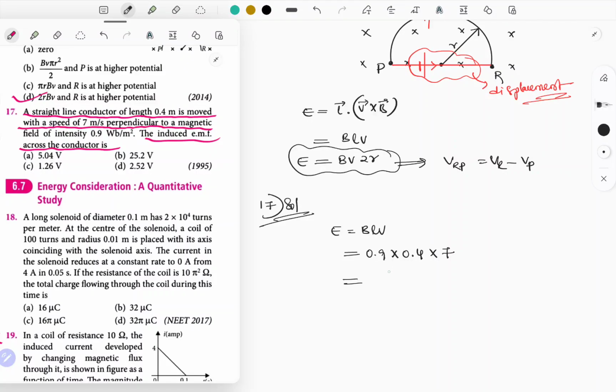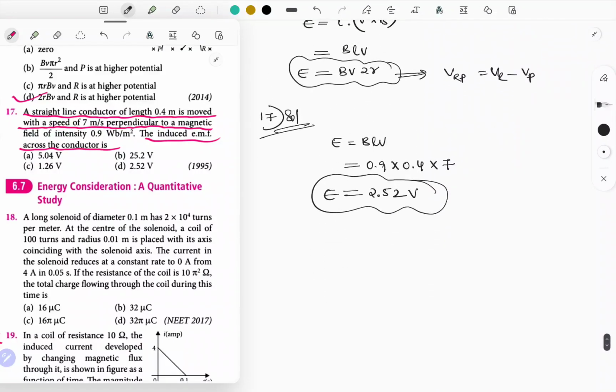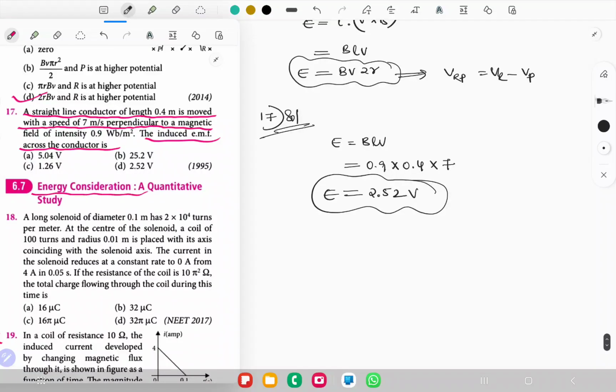So if you multiply this, you are going to get an answer of 2.5. Not approximately, exact answer you are going to get. This is the induced EMF. Okay, so let's move on to the next topic. That is energy consideration or a quantitative study.